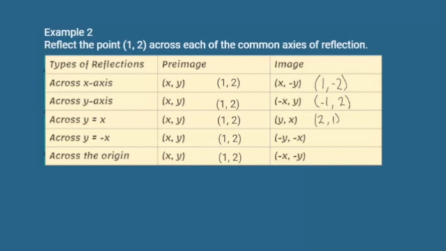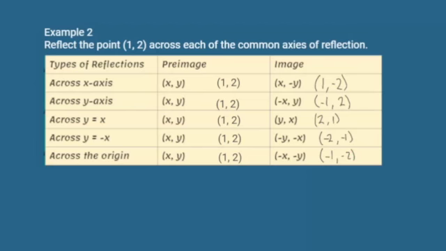Now when it comes to y equals negative x, I need to do the same thing, but I'm going to make both of them the opposite sign. So in this case, it's negative 2, negative 1. And then across the origin, I'm not switching them, but I'm going to make both of them negative. So negative 1, comma, negative 2.